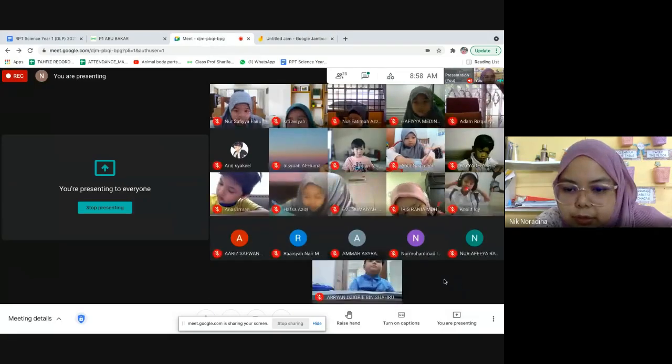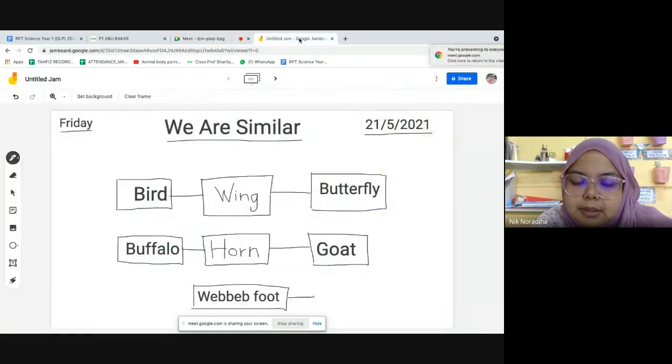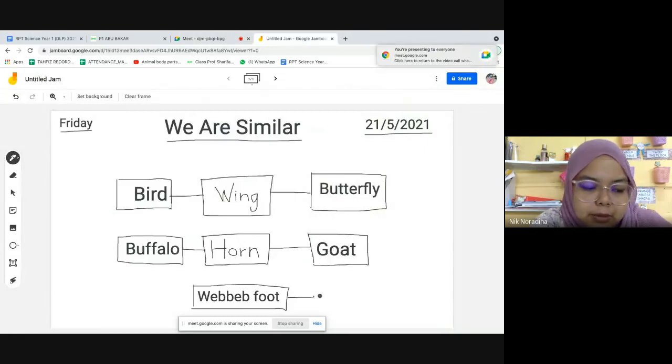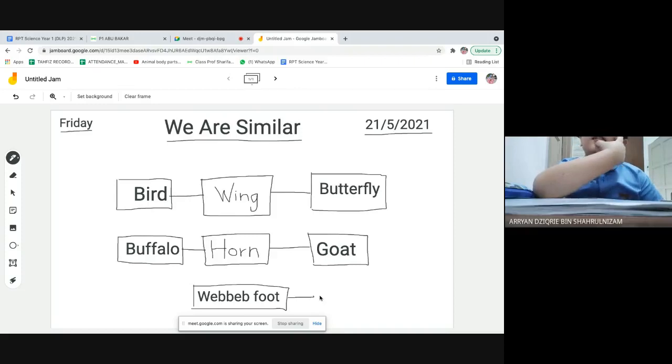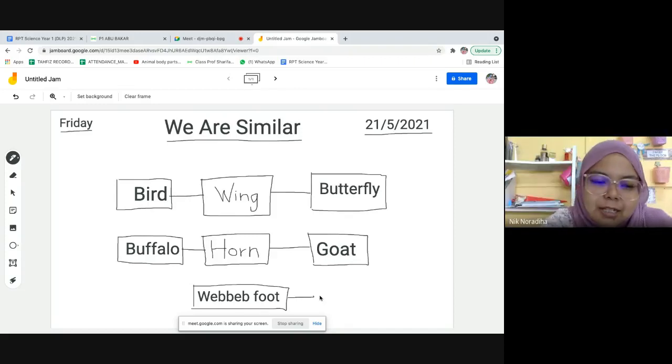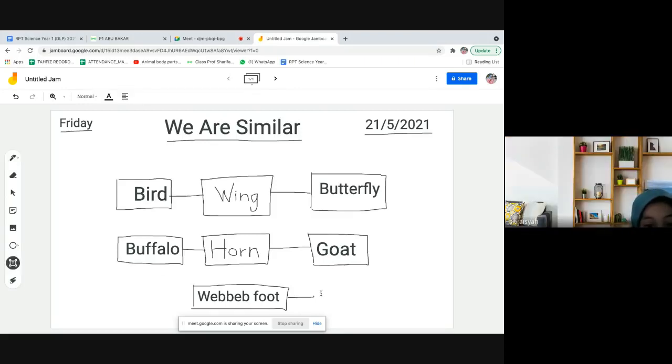Who has not had a call yet? Zikri, can Zikri tell teacher one animal that has web foot? What animal has web foot, Zikri? Which animal? Frog. Frog. Good.